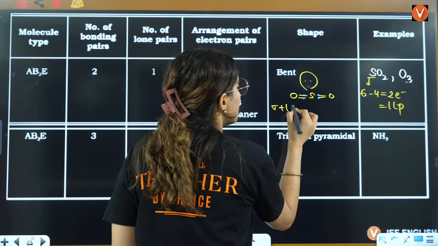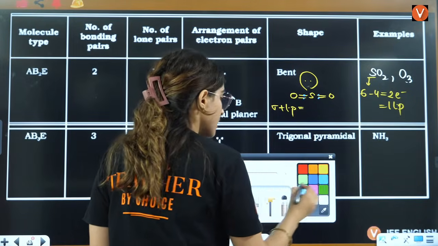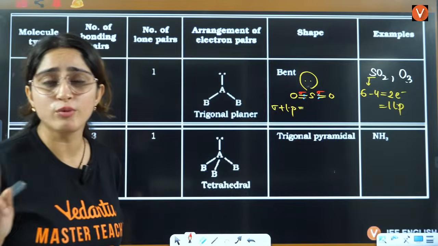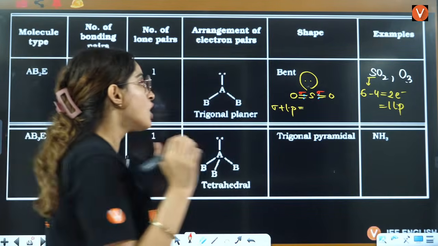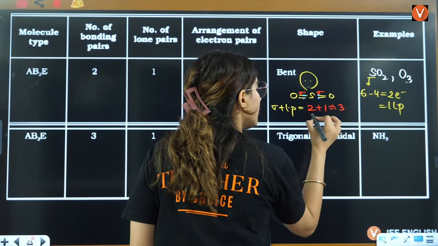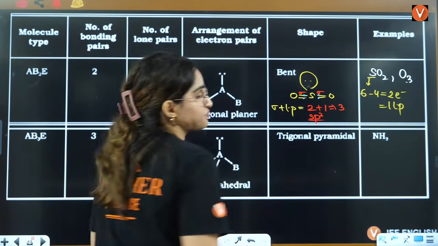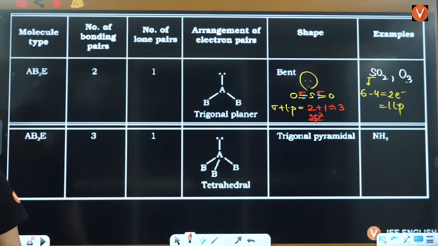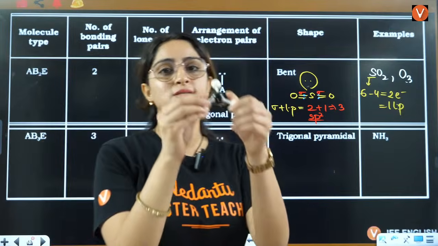That's it. That means sigma plus lone pair. If I say sigma plus, how many sigma bonds you have? Sigma bond is this sigma, this sigma. You don't have 4 bonds. You only have 2 sigma bonds. So that is going to be 2 plus lone pair is 1. That is going to be 3. So it is going to be sp2. That means it is going to show you a trigonal planar structure, that is this kind of structure.